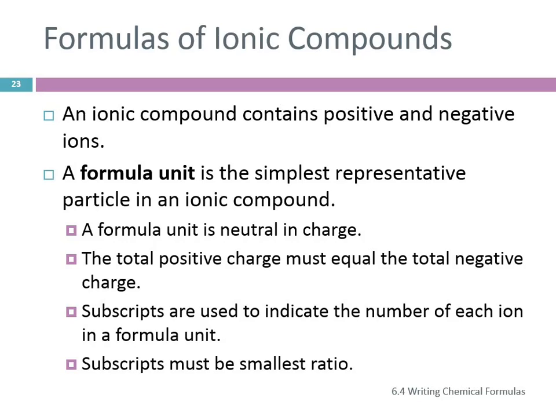So an ionic compound has a positive and a negative ion together so that the charges add up to 0. A formula unit is the term we use instead of molecule for ionic compounds, because technically ionic compounds don't have molecules. But a formula unit gives us the simplest relationship between the numbers of ions of each type, the cations and the anions. So important to remember that a formula unit is neutral in charge. The total positive charge must equal the total negative charge.